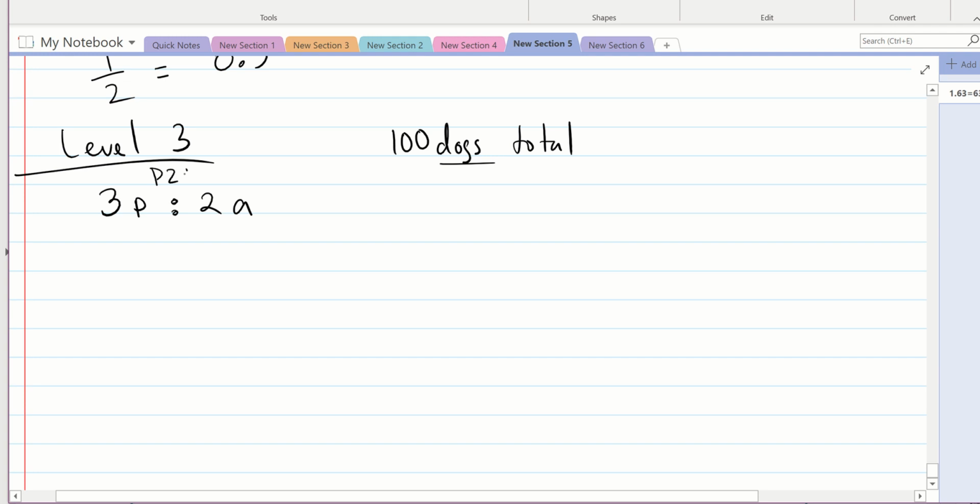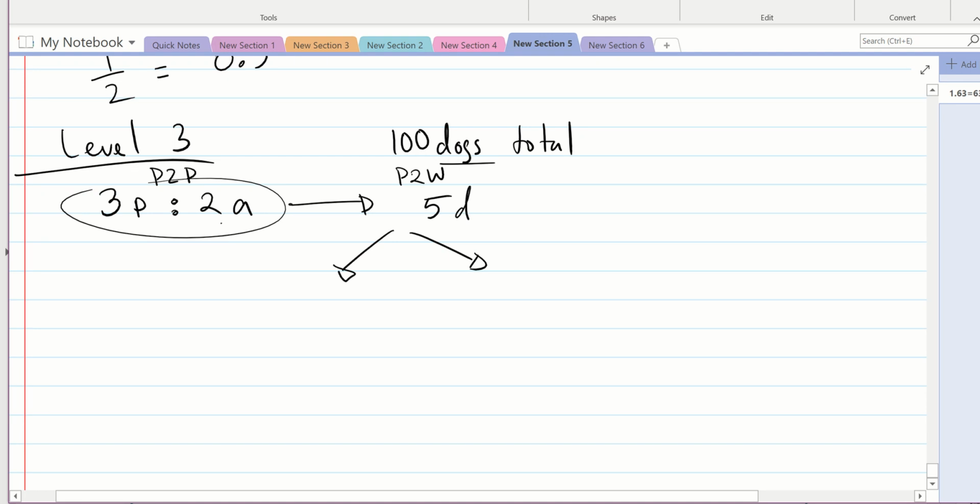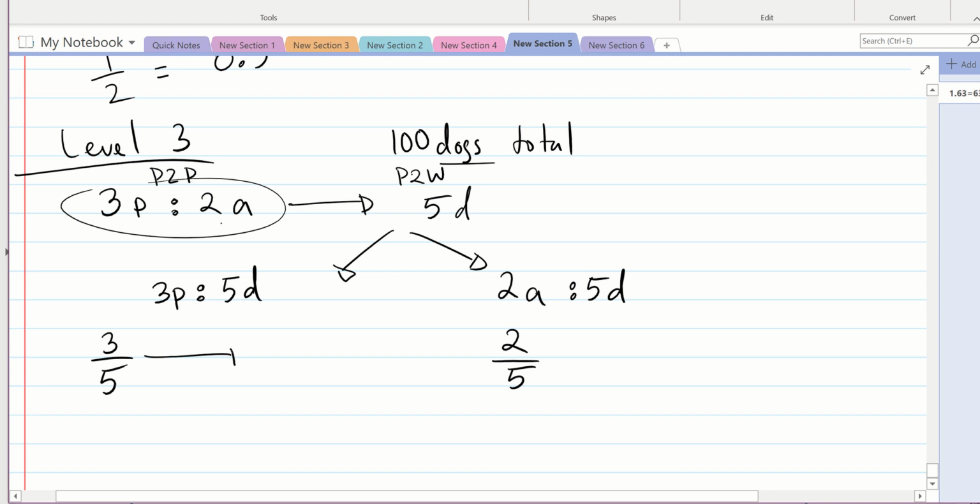Since this is part to part, first thing we've got to do is convert to part to total, part to whole. So how much is their total in one group? In one group, there is 3 plus 2, so there's 5 dogs in one group. So we break this up into 2 part-to-wholes. We have 3 puppies for every 5 dogs, and 2 adult dogs for every 5 dogs. So write this as a fraction, 3 to 5, 2 to 5. And we know that this is going to turn into something over 100 dogs.